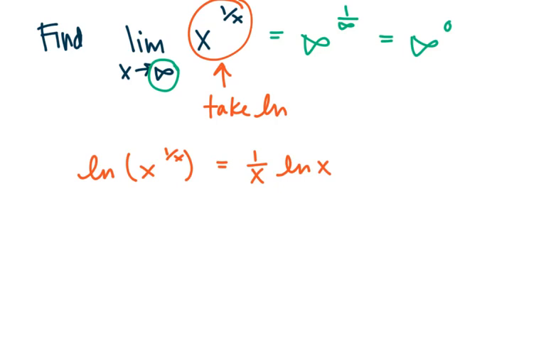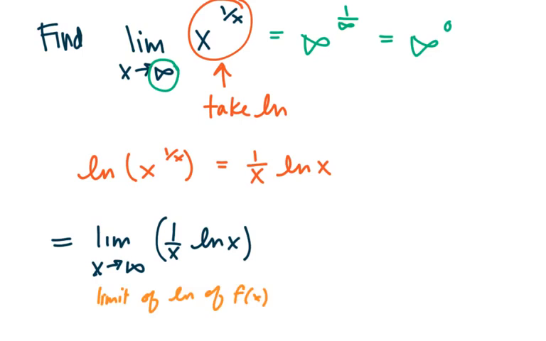So what I can do here is, this is the limit as x approaches infinity of 1 over x times the natural log of x. Okay? So this isn't the limit of the original function. This is the limit of the natural log of the function. And so if we look here, this is really the same as the limit as x goes to infinity of ln x over x.